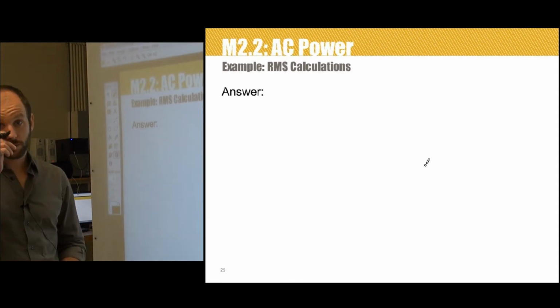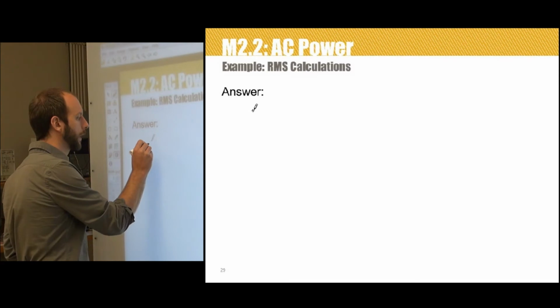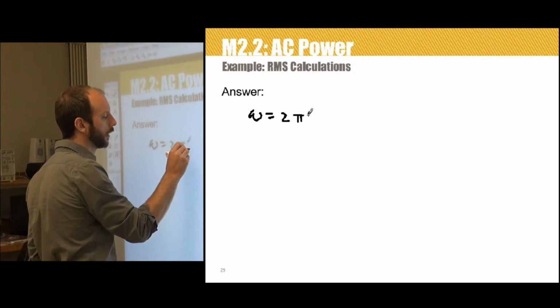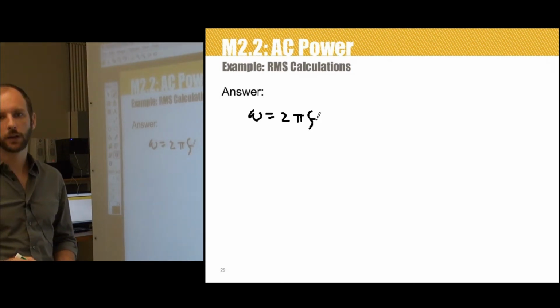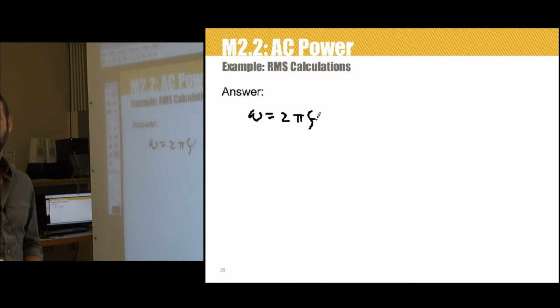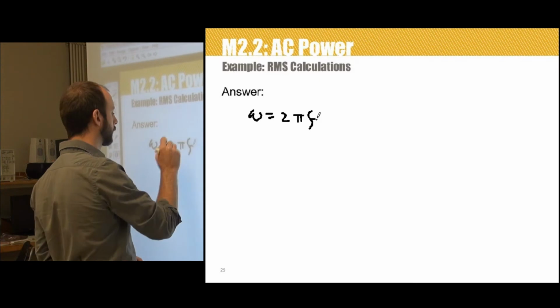And it's relatively straightforward to calculate angular frequency if given frequency. Remember that omega is equal to 2 pi f, right? So we had 1 complete cycle in 1 millisecond. So what that means is f is cycles per second.